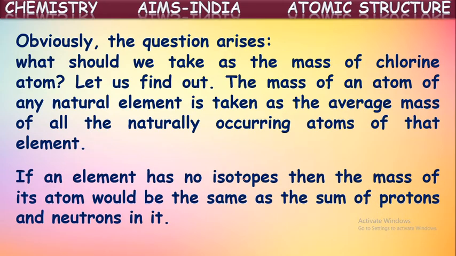If an element has no isotopes, then the mass number of its atom would be the same as the number of protons plus neutrons. That is nothing but the nucleon number. So if an element has no isotopes, and all atoms have the same number of protons and neutrons in their nucleus, then that number itself will be taken as the mass number. That means the mass number of that element will be considered as the mass of that atom. Okay, the mass with units will be considered.